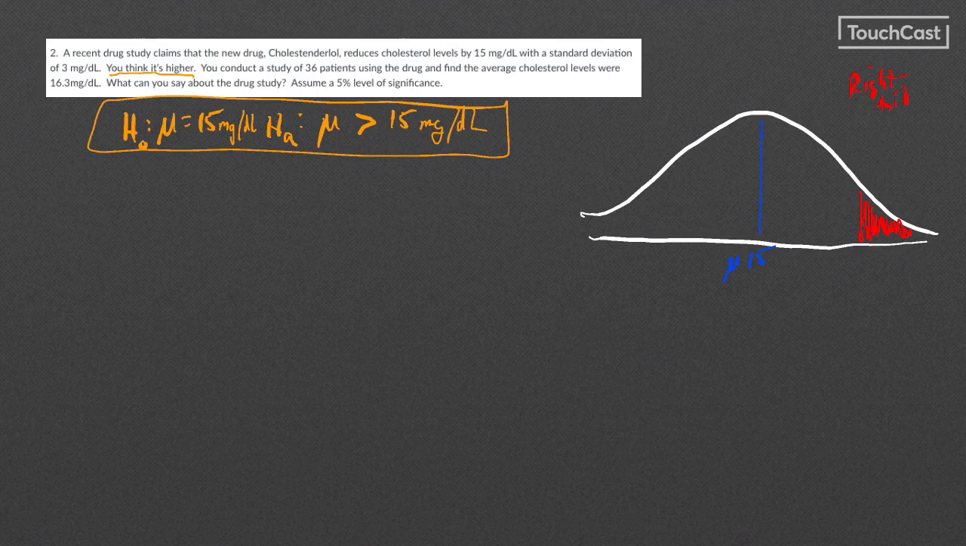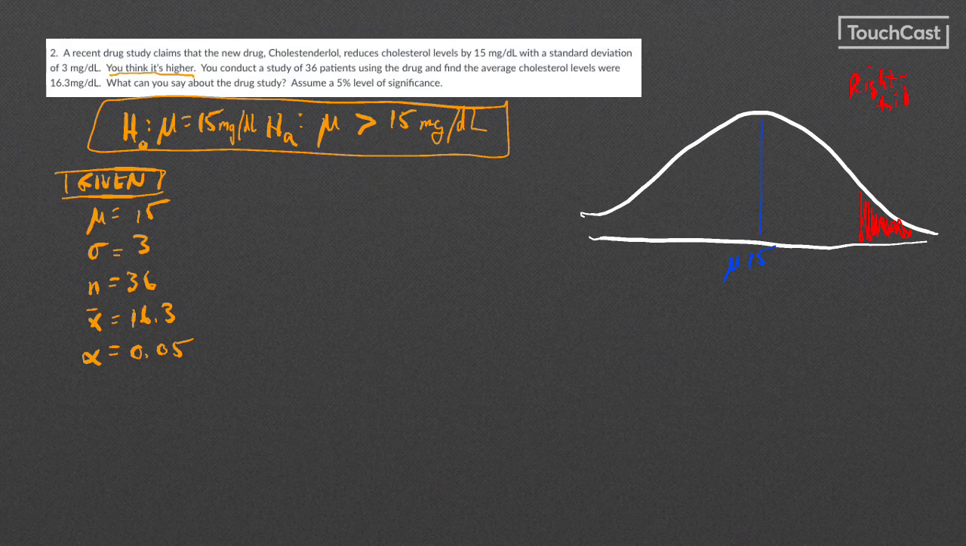So my next step is to define what do I know? What am I given? So let's figure out what we are given. We know mu is 15. We know sigma is 3. We know our sample was 36 patients. And we know that the sample mean was 16.3. We also know that our level of significance is 0.05. And that's always key. You always need to make sure you know that ahead of time. If it's not given, assume 0.05. It's always kind of a safe bet.